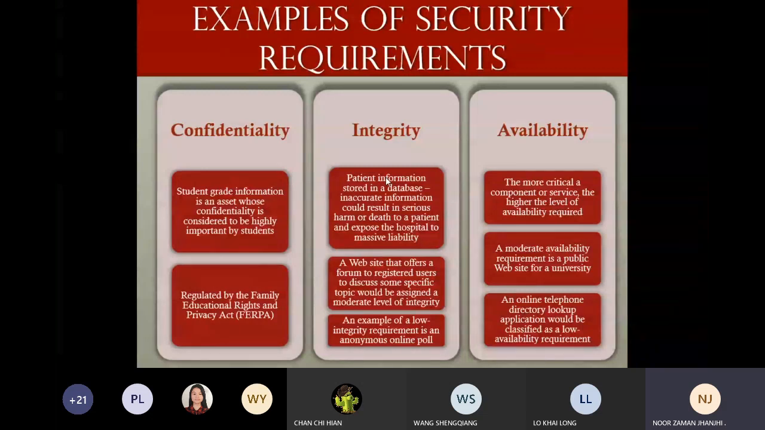For your better understanding, here are a few examples of security requirements so you can understand how important they are. For confidentiality, we already took the example that student grade information is an asset whose confidentiality is considered highly important by the student. It is protected by the government, by rules regulated by the Family Educational Rights and Privacy Act, which is FERPA.